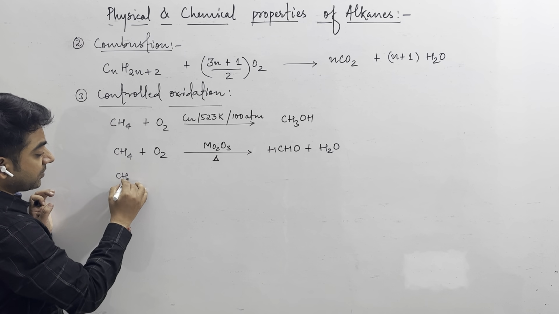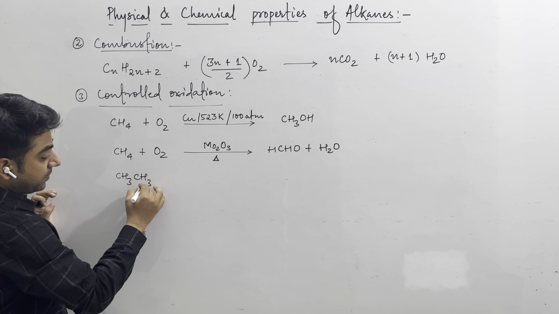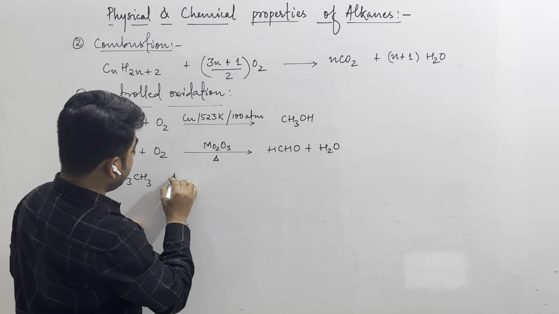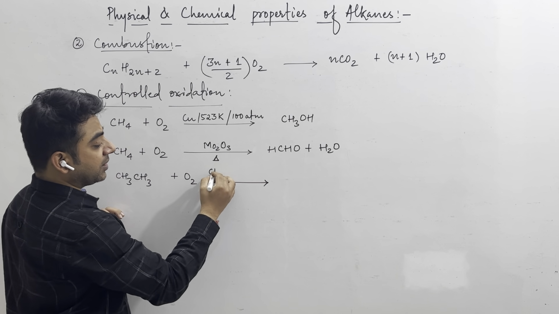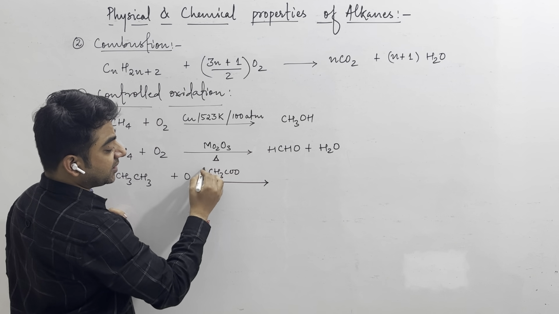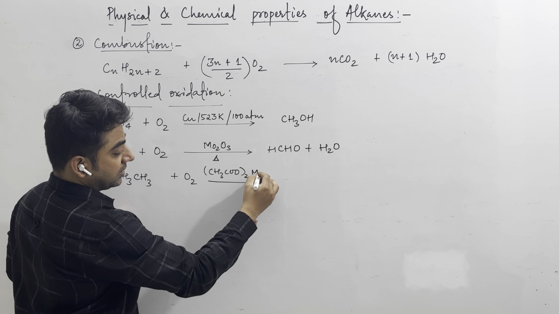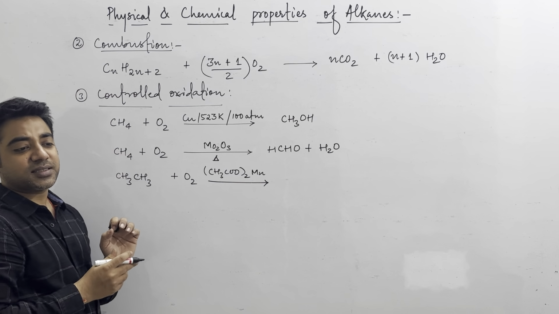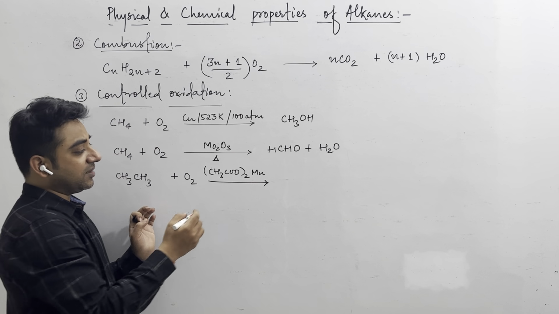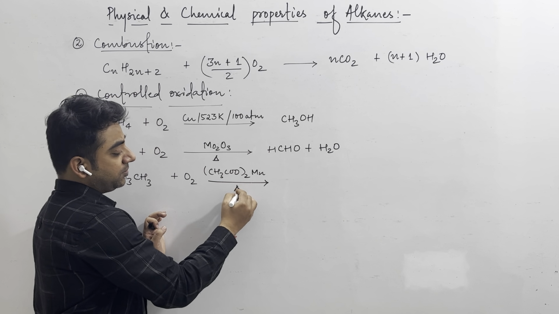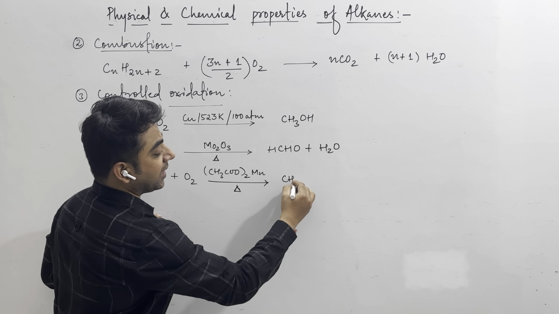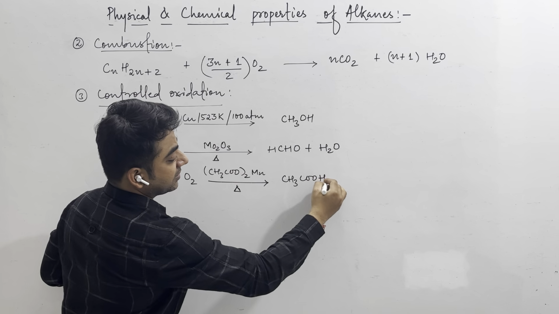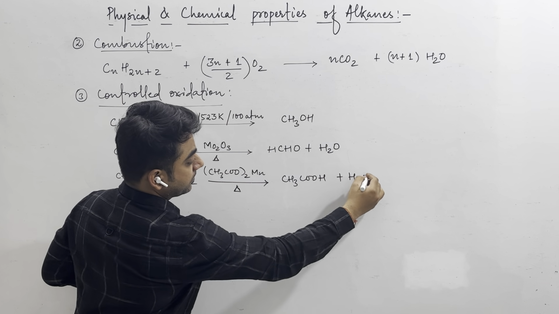Then comes ethane. Ethane, when oxidized in presence of manganese acetate catalyst, will be giving you ethanoic acid as the product and water.